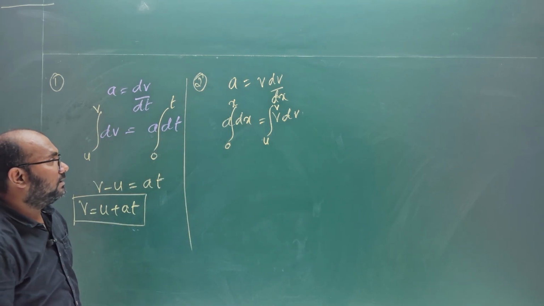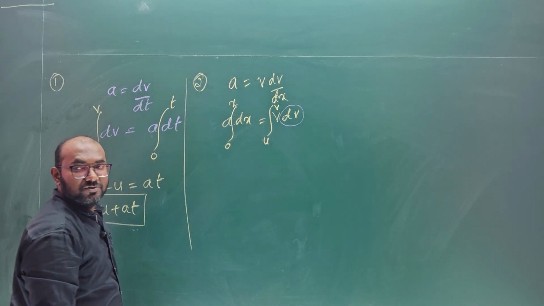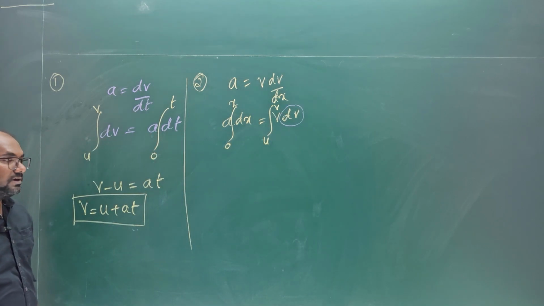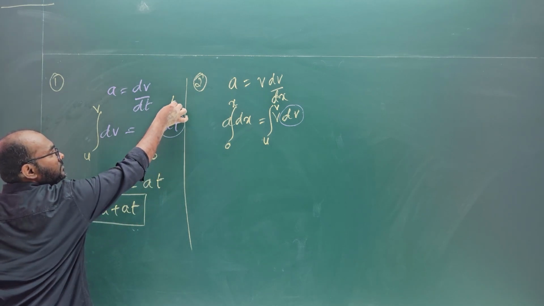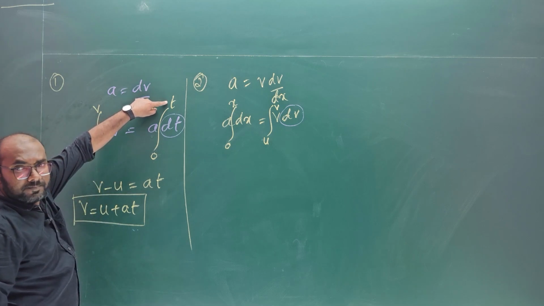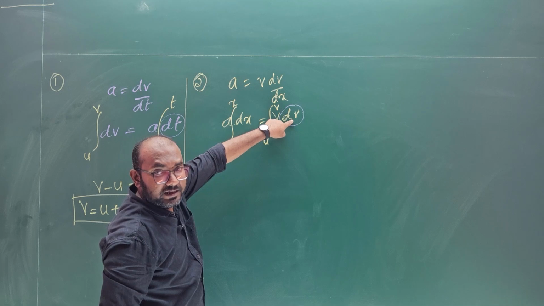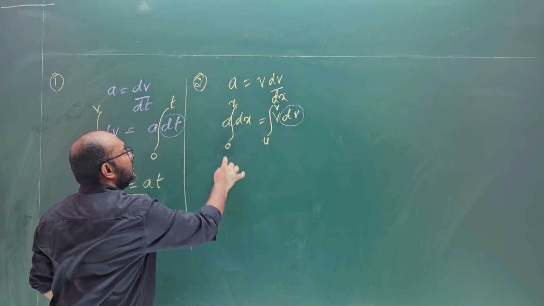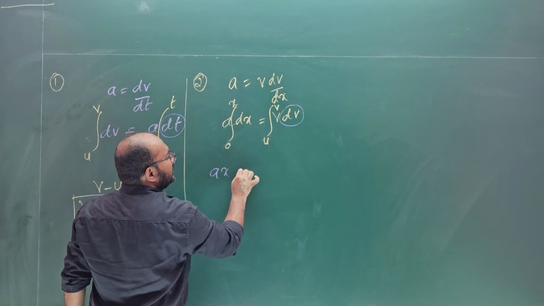Why u and v? Arey beta, dv is written na. So you should be putting the v value. That means velocity value. Over here we have written dt na. That means we have substituted t. Integrating with time when dt is given. Integrating with velocity when dv is taken. Okay. Now a is constant as it is, a and this becomes x.